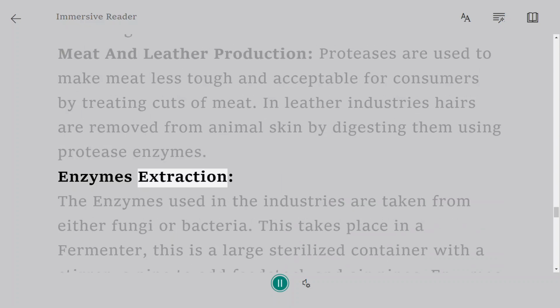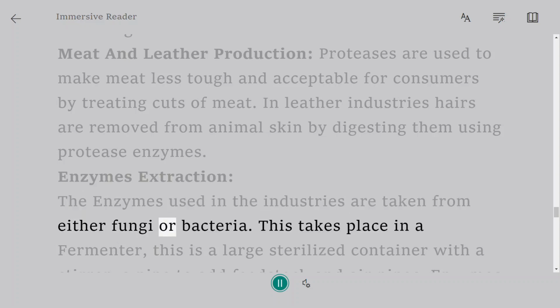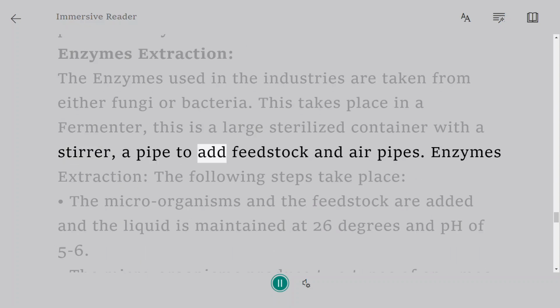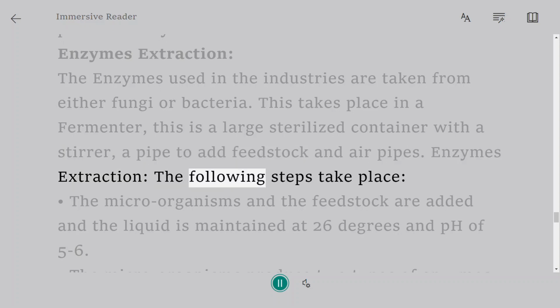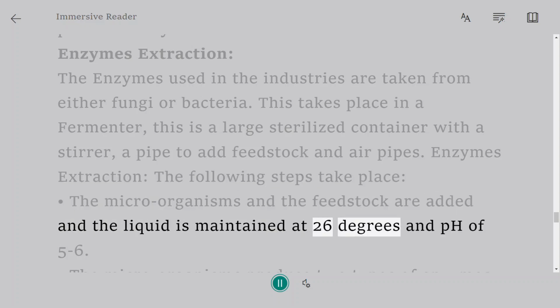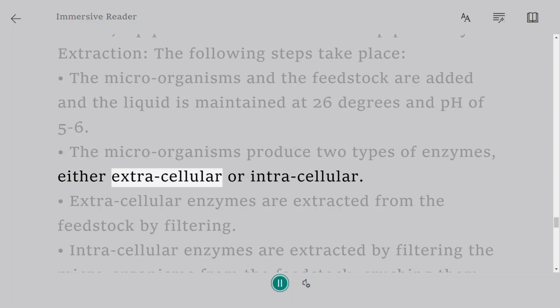Enzymes extraction. The enzymes used in the industries are taken from either fungi or bacteria. This takes place in a fermenter. This is a large sterilized container with a stirrer, a pipe to add feedstock, and air pipes. The following steps take place. The microorganisms and the feedstock are added, and the liquid is maintained at 26 degrees and a pH of 5 to 6. The microorganisms produce two types of enzymes, either extracellular or intracellular.